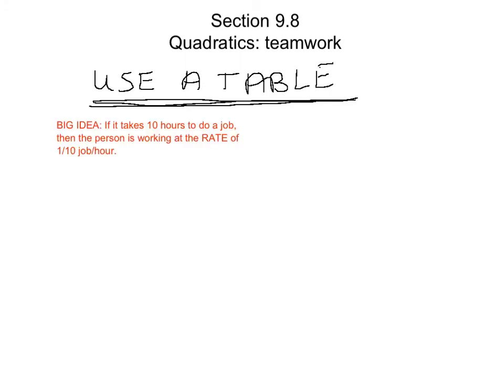This big idea that I've written down here is really the key to solving these problems. As it says here as an example, if you take 10 hours to do a job, then the rate at which you're working is 1/10 of the job per hour. And once you get that, then solving these problems is a lot like solving problems that have to do with rate times time equals distance. You'll see how close this is to that. So let's look at a particular example and we'll see how we can use this big idea to solve it.